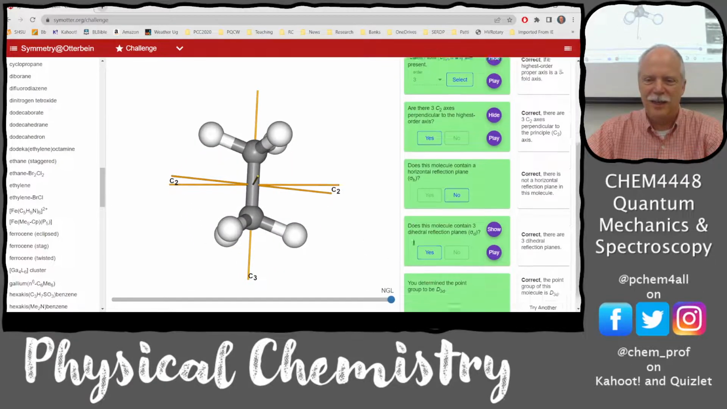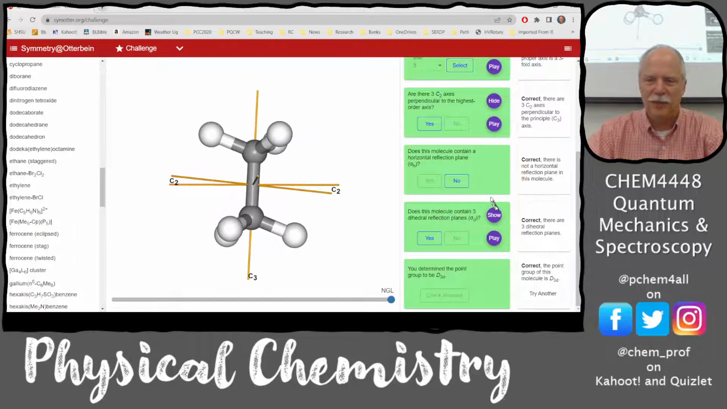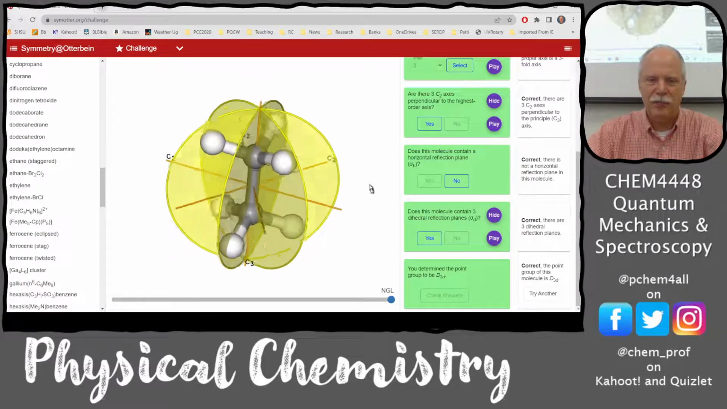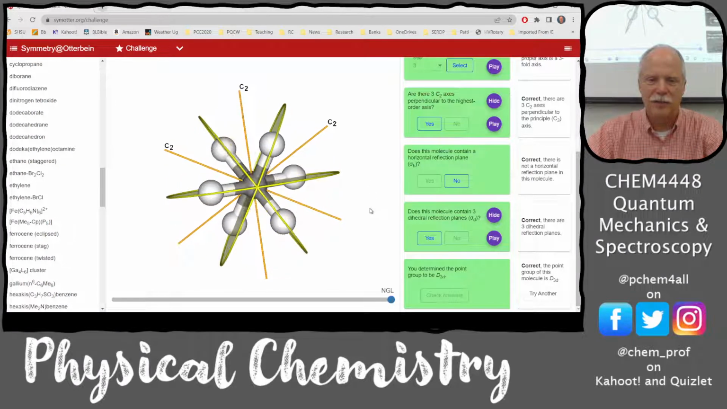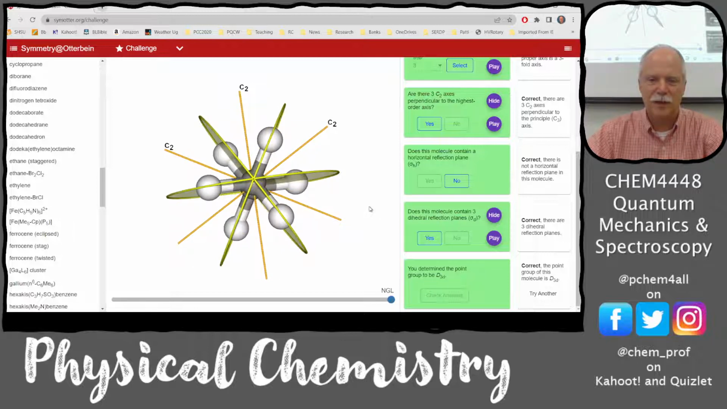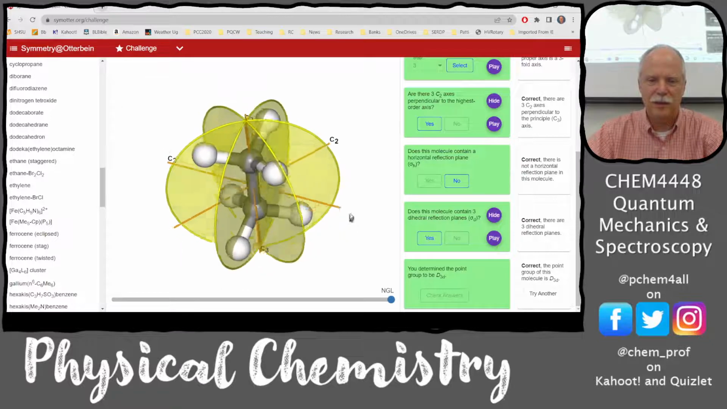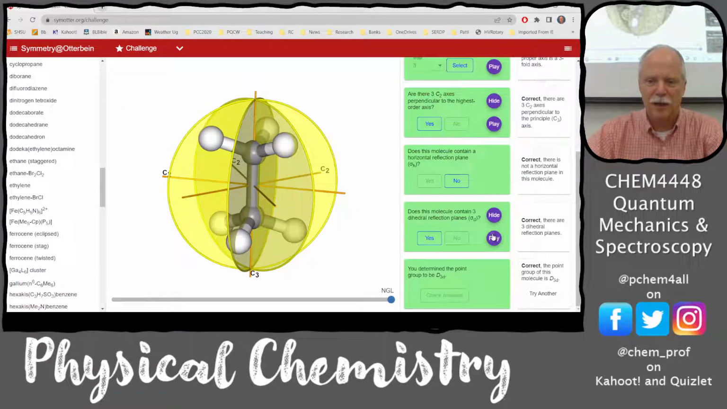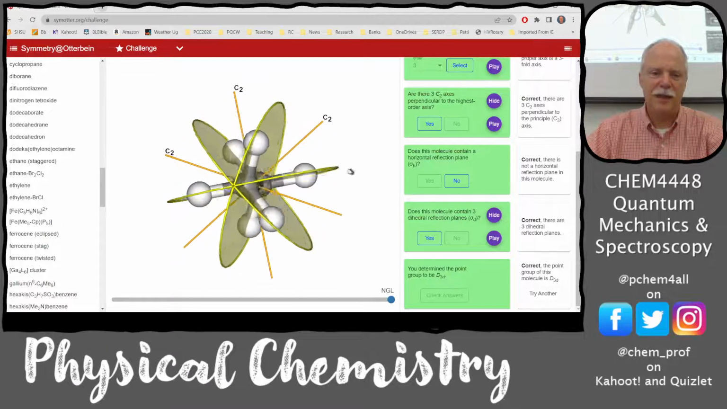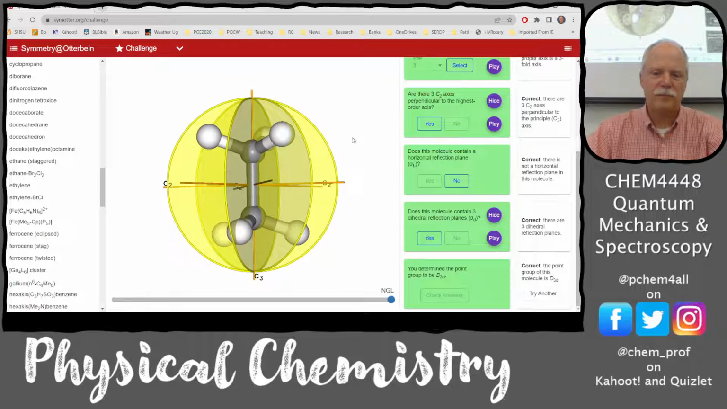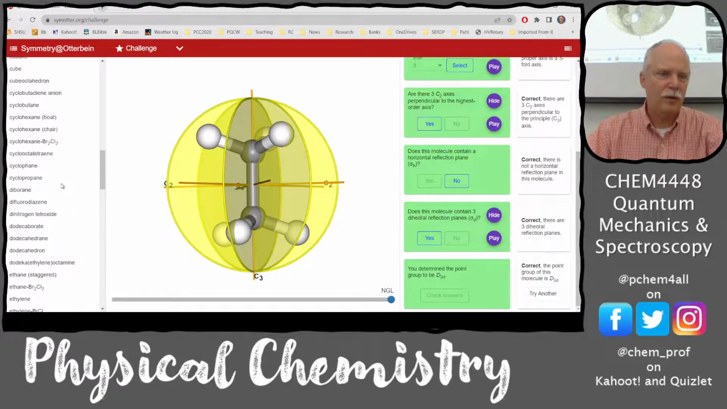So then what about the reflection planes? Here are the 3 reflection planes. And again, they contain those bonds. We'll play one of those. Yeah, you see. So those are all of the symmetry elements in ethane, staggered ethane. Let's do one more.